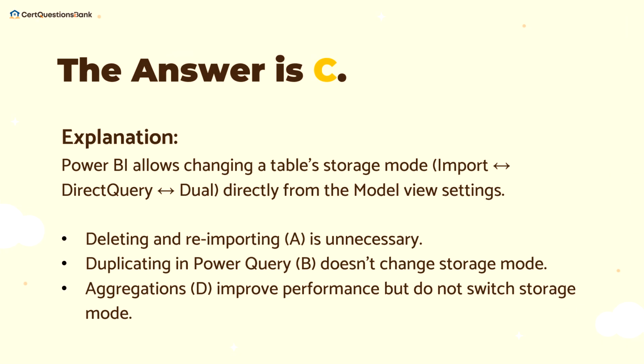The answer is C. Power BI allows changing a table's storage mode. Import, DirectQuery, and Dual can be switched directly from the model view settings. Deleting and re-importing, A, is unnecessary. Duplicating in Power Query, B, doesn't change storage mode. Aggregations, D, improve performance but do not switch storage mode.